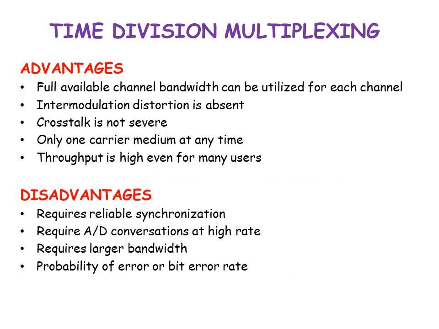Now the last is advantages and disadvantages. The full channel bandwidth is available and can be utilized for each channel. Intermodulation distortion is absent. Crosstalk is not severe. Only one carrier medium is needed at a time. Throughput is high even for many users. The disadvantages are that it requires reliable synchronization, requires A to D conversions at a high rate, requires larger bandwidth, and has a probability of error, or bit error rate.